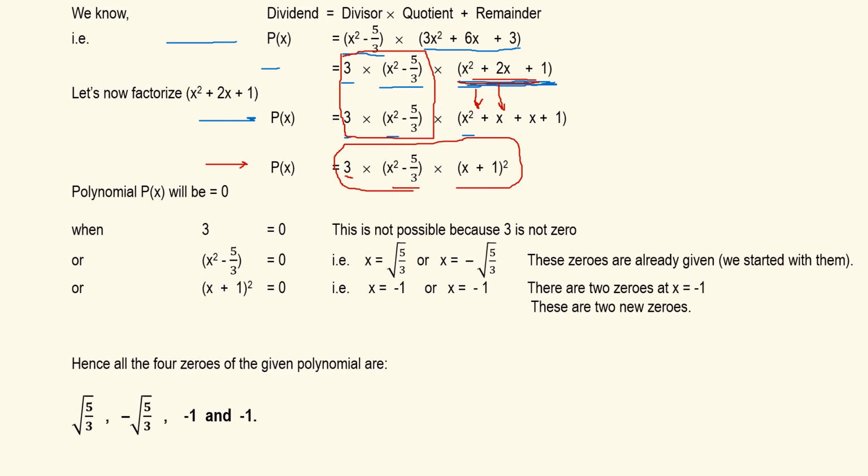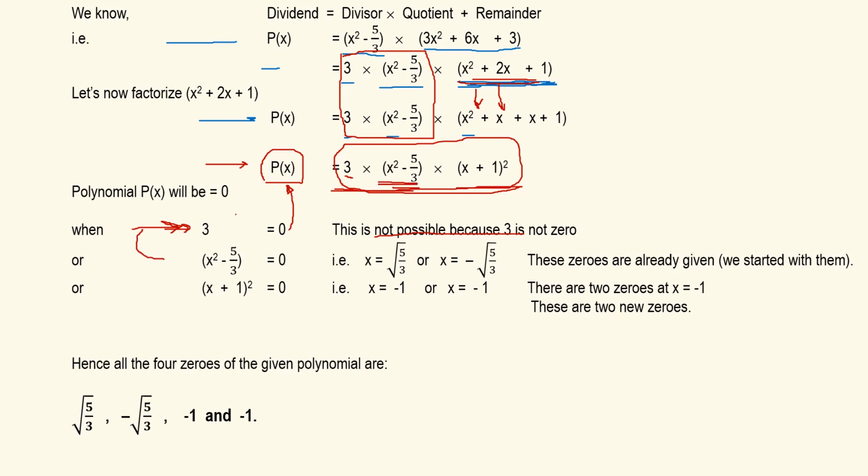Now if we have to make this p(x) equal to 0 to get the additional zeros that we have to find out, we can try to equate different parts of the right hand side equal to 0. So first is when 3 is equal to 0. When 3 is equal to 0, then the entire polynomial p(x) will become 0, and hence we can say that the zero of the polynomial is 3. But we know that 3 is not equal to 0, so we do not consider this factor. So let's move on to the second part.